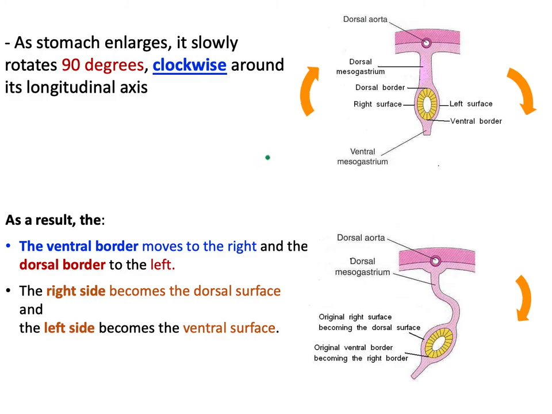Now, as the stomach enlarges, because of the unequal growth of different parts in the walls of the stomach, and because of the development of different organs in the embryo, this creates a factor that helps the stomach to rotate. The stomach will rotate 90 degrees clockwise, that means مع عقارب الساعة, around its longitudinal axis.